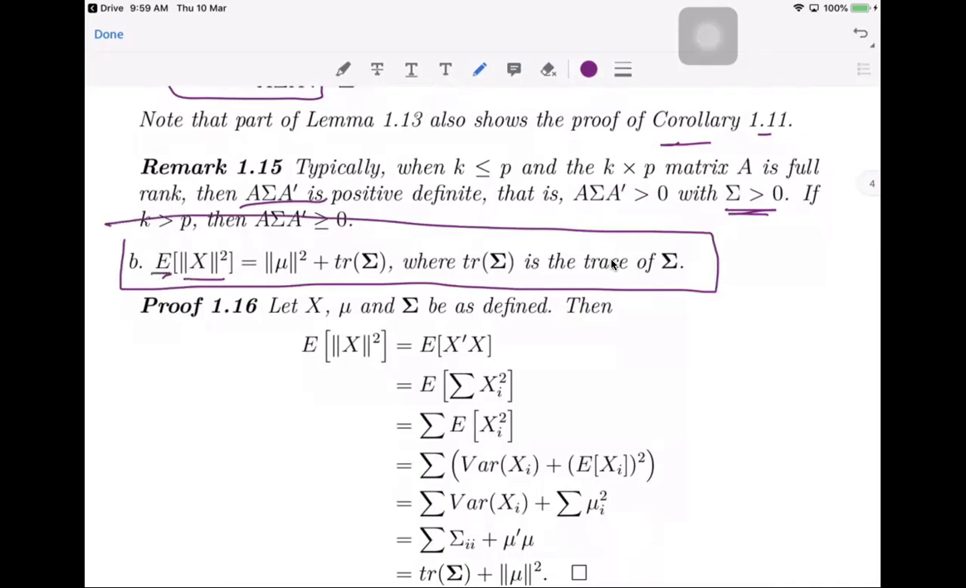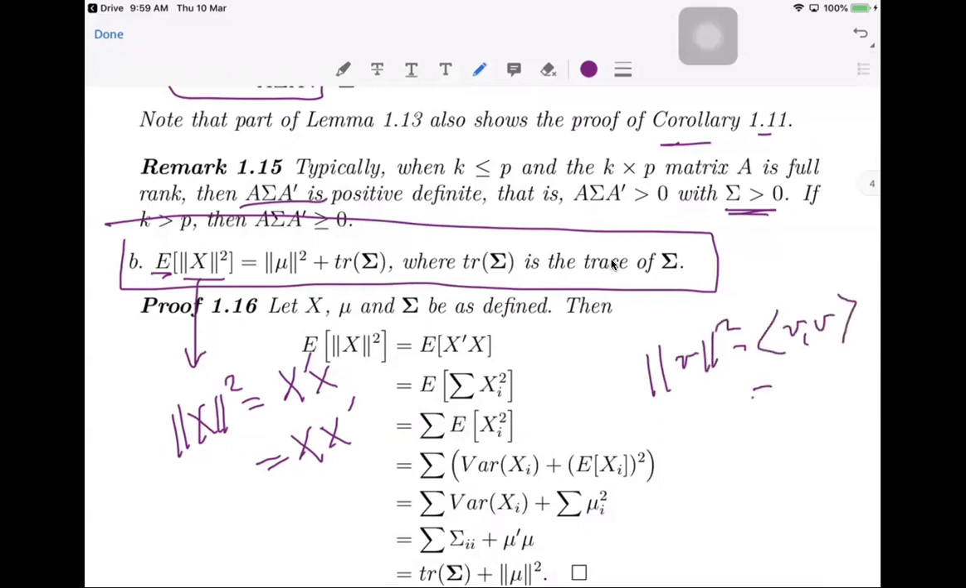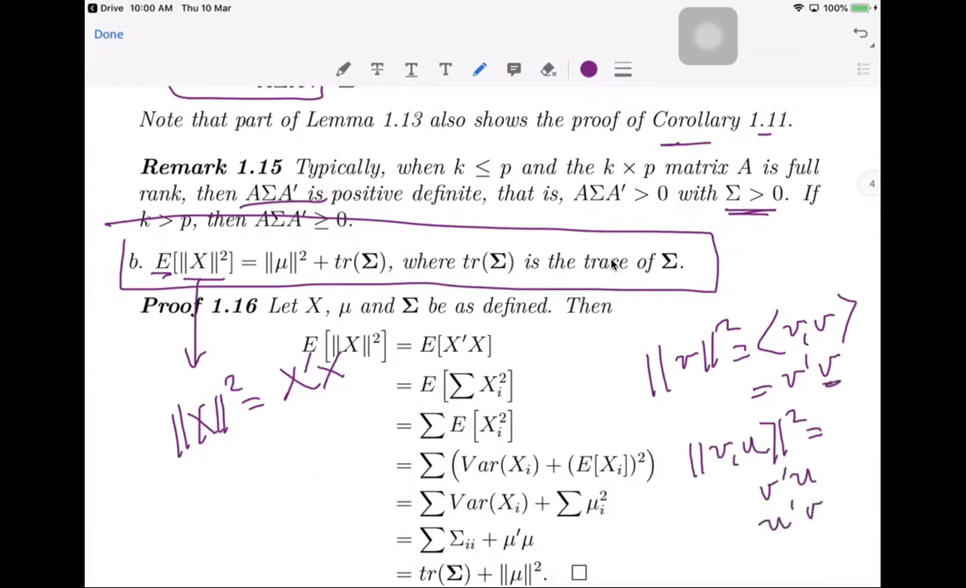So the expectation of the square norm of X. The square norm of X is actually your X prime X. The square norm of V is actually the inner product of V, which is equal to V prime V. Now this is wrong, it's just X prime X. If it were V and U, the square norm is V prime U or U prime V. But since this is just the same V, it's just V prime V.